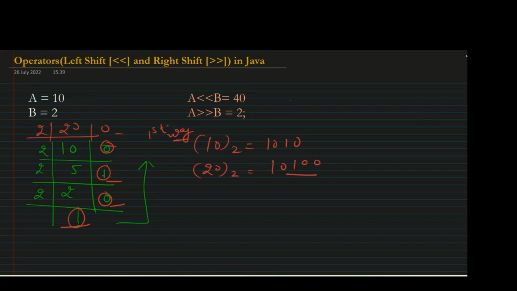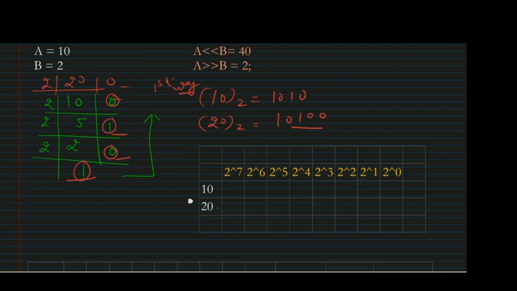Let's talk about the other way. In the second approach, since we are converting the number into binaries, I'm taking the size as 8 bits. If you can see over here, 1 2 3 4 5 6 7 and 8. Let me write the actual numbers as well. Anything raised to the power 0 is always 1. 2 raised to the power 1 is 2. 2 raised to the power 2 is 4. 2 raised to the power 3 is 8, 16, 32, 64 and 128.